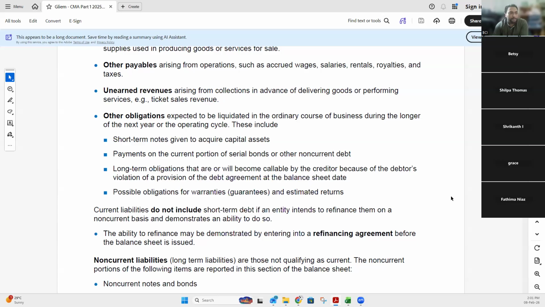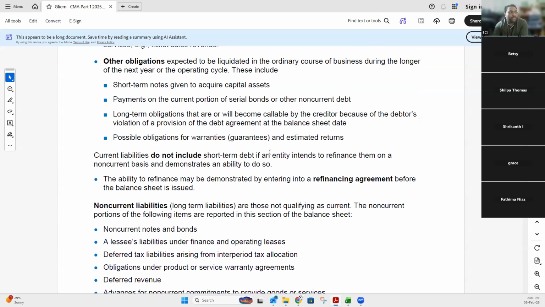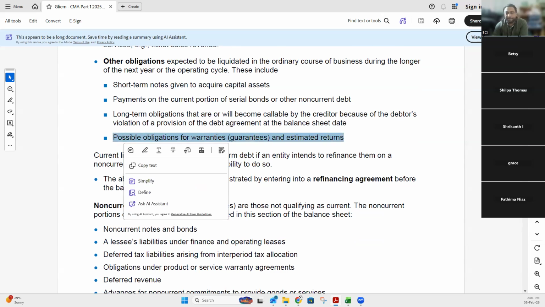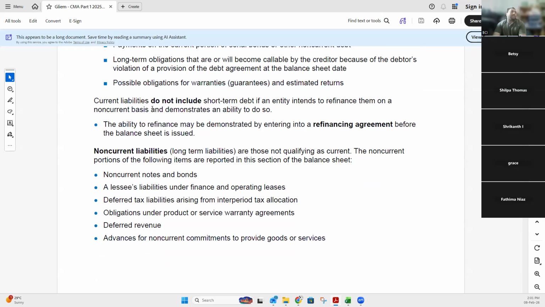Clear? That possible obligation for warranties or guarantees and estimated returns. Clear? Next, current liabilities do not include short-term debt if an entity intends to refinance them on a non-current basis and demonstrate an ability to do so.